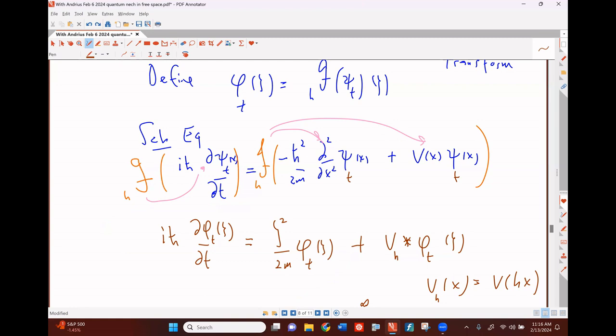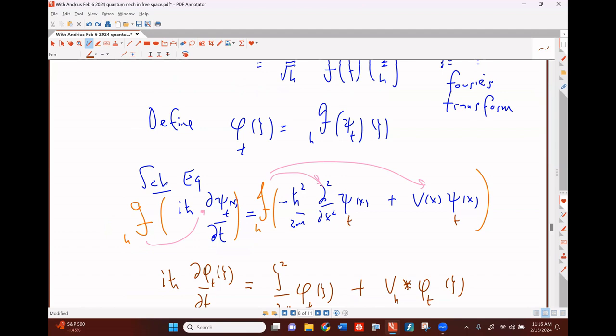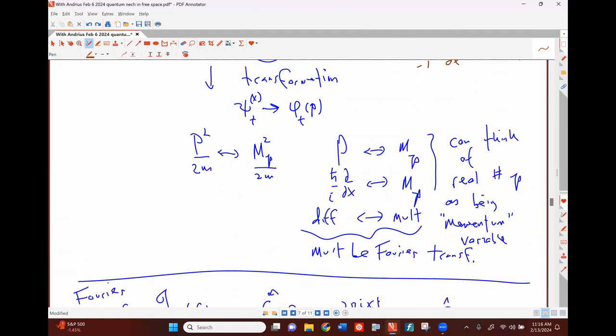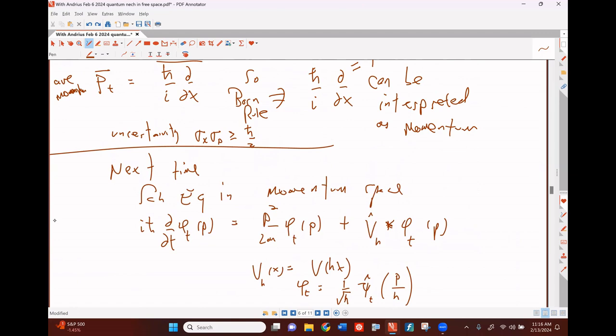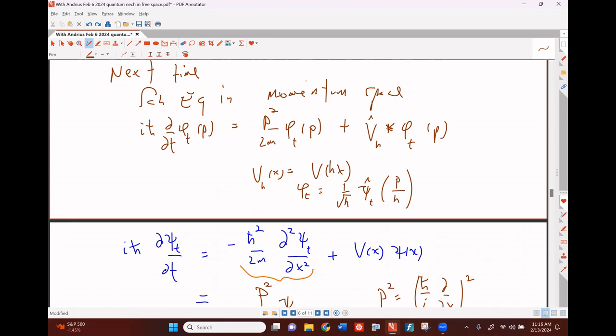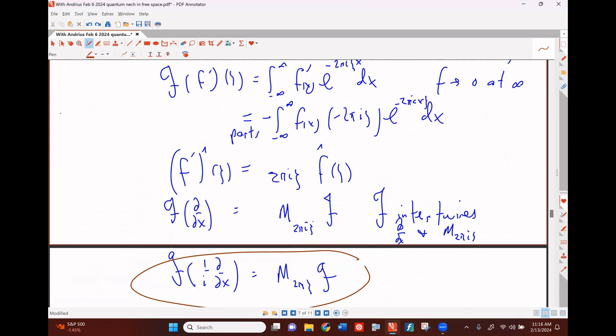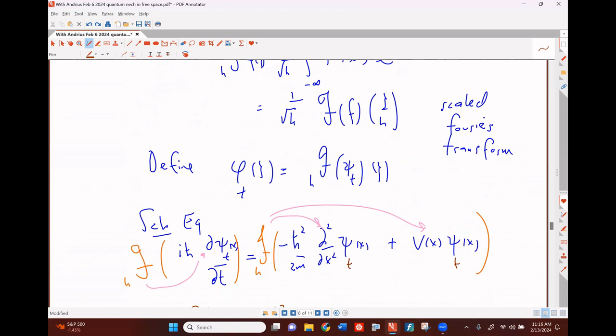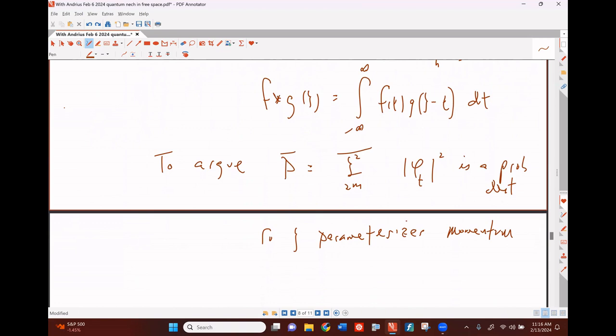So what did we do today? We actually did very little. We reviewed what we had, and then we transformed into this new variable, zeta. And again, we just did it for mathematical reasons, so it simplified this term here. It made our differentiation term in the Hamiltonian a multiplication term. So that's all we did. We talked about the Fourier transform, how to do that, the scaled Fourier transform, and then I'm going to argue next time that this zeta actually does parameterize momentum, and again the Born rule is going to give that to us.